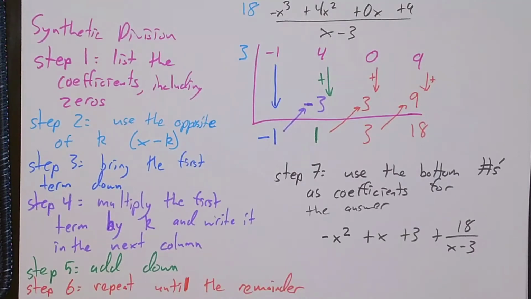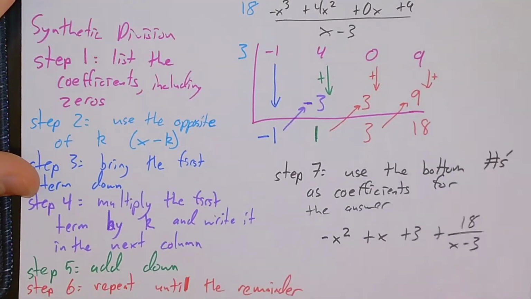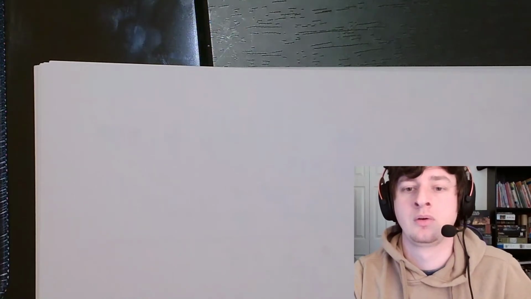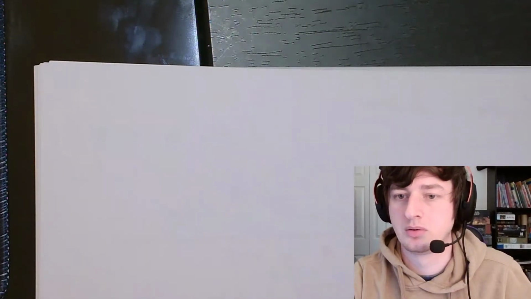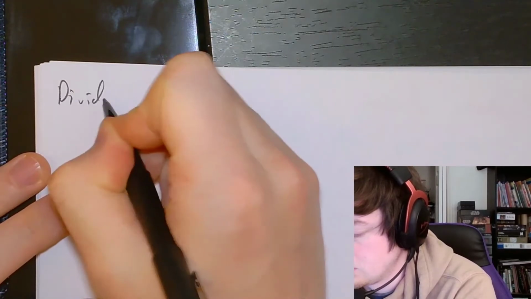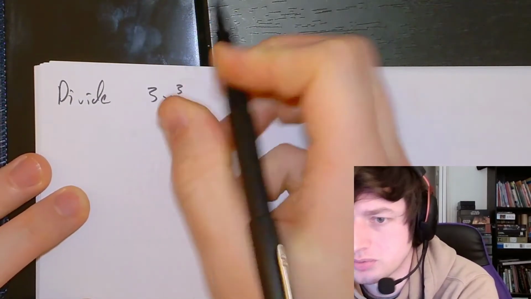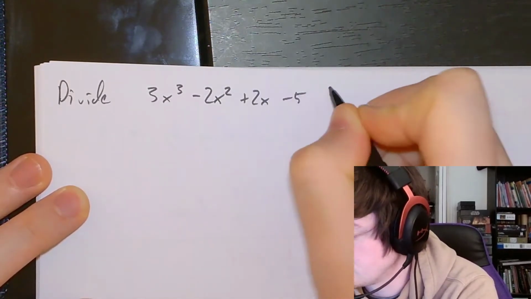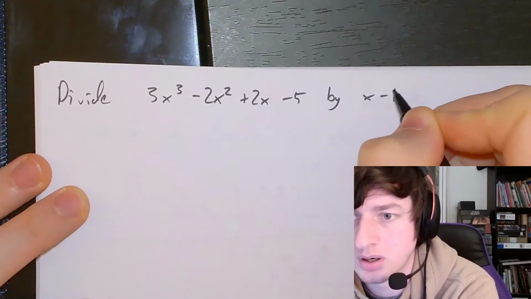Okay, let's do another one. Do another example. Maybe 2 more. We'll see. So I gotta flip my paper over because I'm out of space. Okay, so we're going to divide 3x cubed minus 2x squared plus 2x minus 5 by x minus 1. X plus 1, sorry.